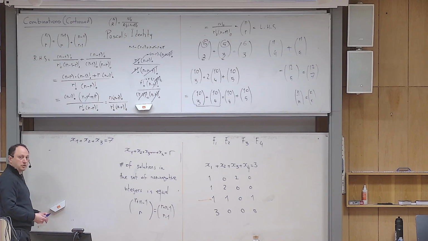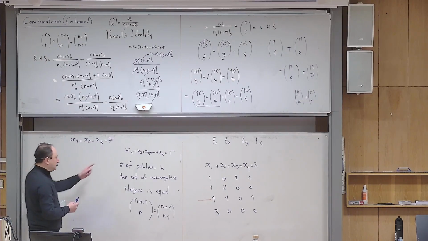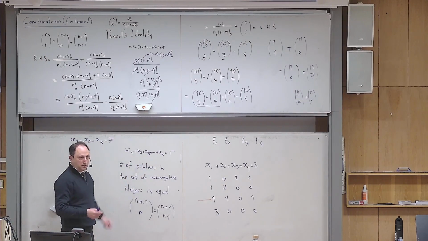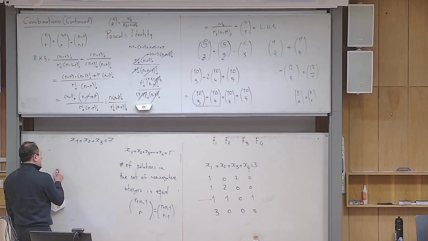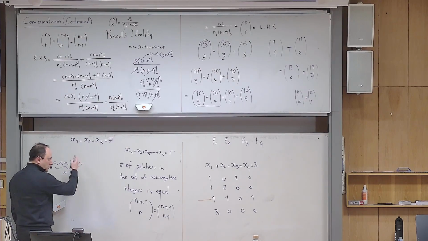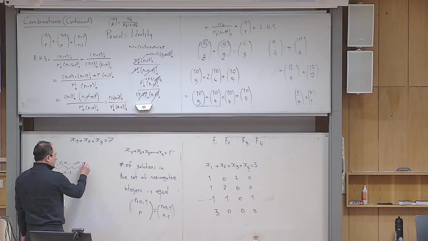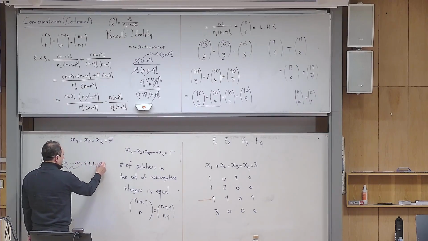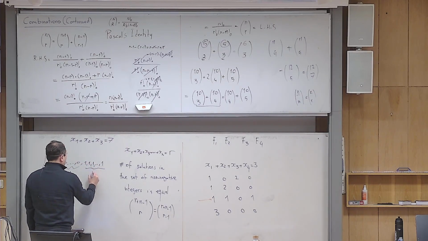Zeros are playing the role of separators. So how many separators do I need? N minus 1. Yes, because there are n variables, I need n minus 1 zeros. And how many ones do I need? Because I want the sum to be R, I need R ones. Do you agree or not?